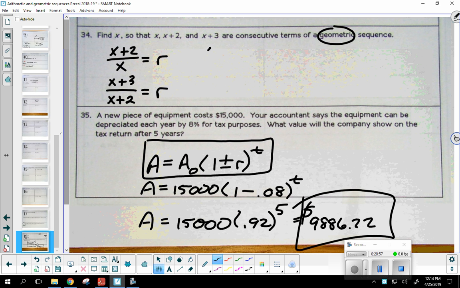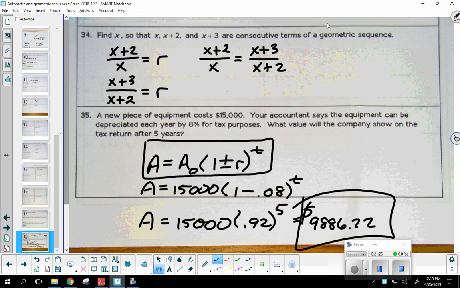So I can say x plus 2 over x equals x plus 3 over x plus 2. So I can create a proportion. It's based off the transitive property. Does this sound familiar, where if A equals B and B equals C, then A equals C? Does that sound familiar? Okay. All right, well, how do you solve a proportion? You cross multiply. There we go.